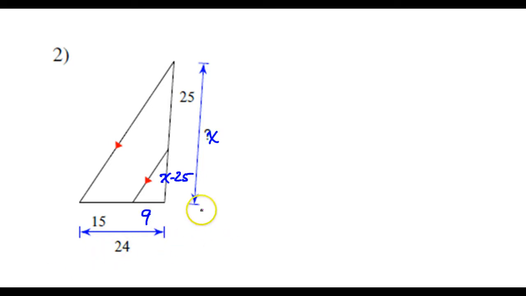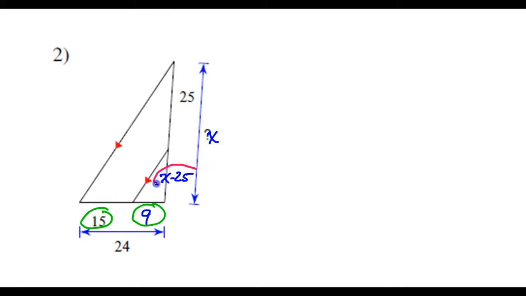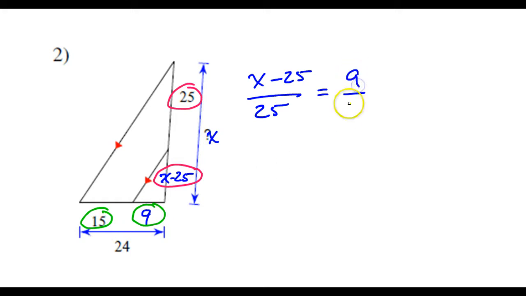So there are two different ways to do this problem. One way is to do the side splitter theorem, and so we could know that this pair is going to be proportional to this pair. So let's follow through and see how it would work out that way. So we could do, for example, x minus 25 over 25, and that should equal 9 over 15.